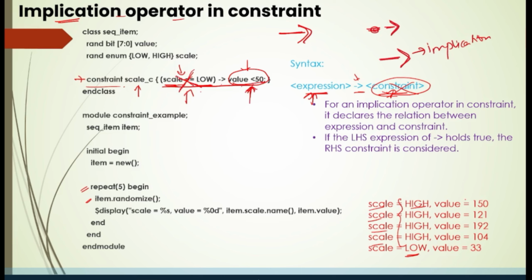If the expression is true, then the value should be less than 50. But since it is not true, the value is always greater than 50. But if you see the last execution, the expression is true, that means the scale is low here, so that is why the value is less than 50. Got my point? This is how you use the implication operator within a constraint. So this is about the implication operator within constraint.